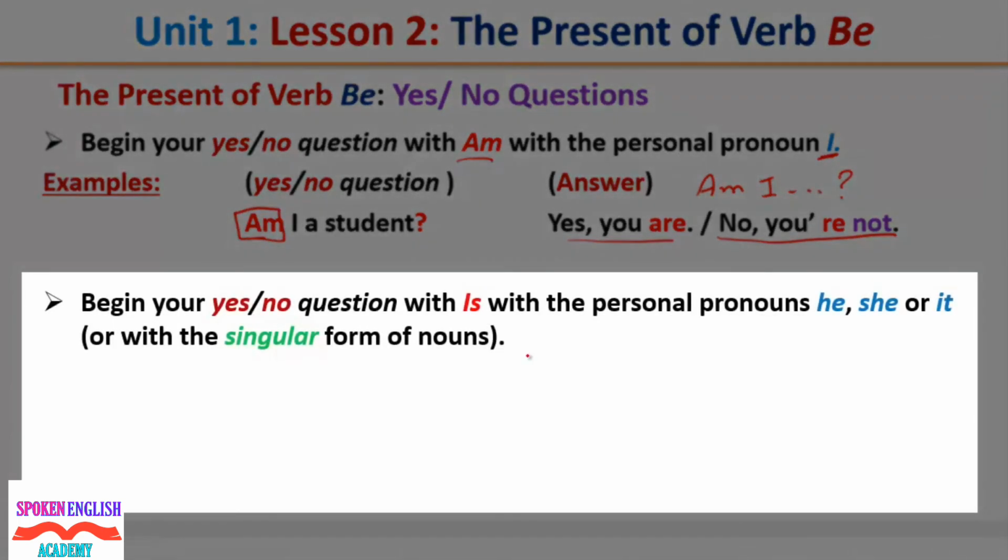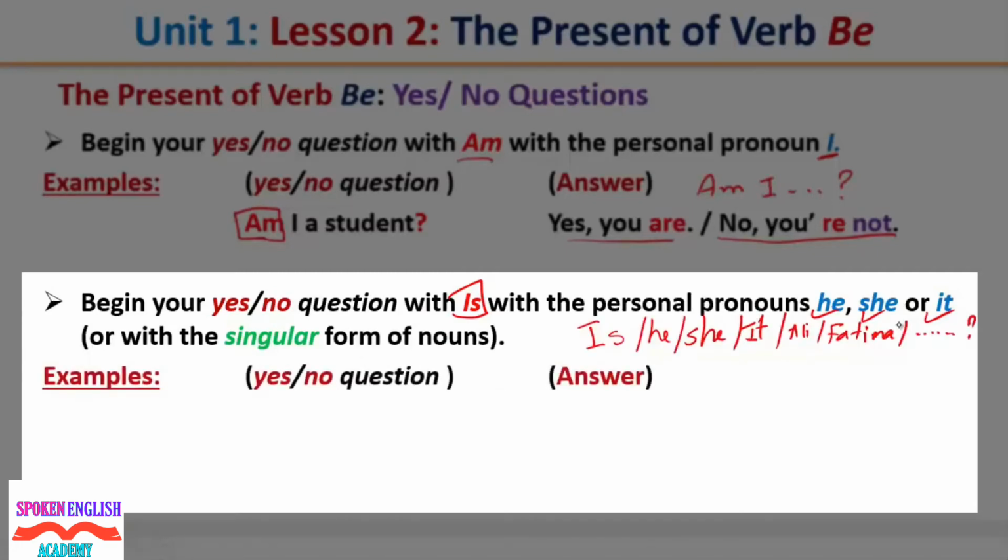Begin your yes no question with is with the personal pronouns he, she, or it, or with the singular form of nouns. Examples: Is he at school? So notice here that the question starts with the verb is. Is he at school? The answer could be yes, he is, or no, he isn't.